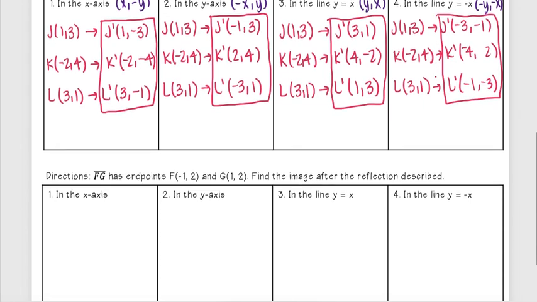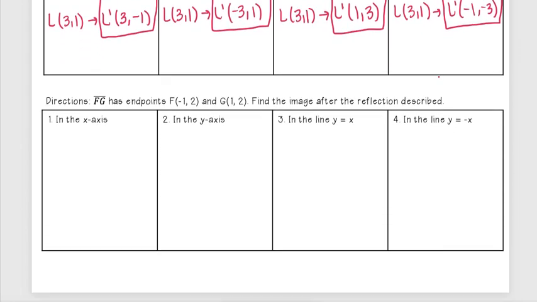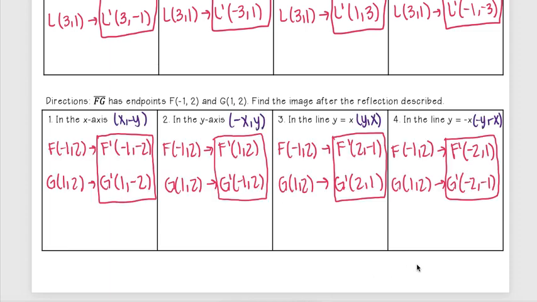Okay, go ahead and pause the video. I want you to try these last 4 on your own. Remember to look at your coordinate rules. Okay, so these are the answers that you should have gotten after reflecting across these various lines.